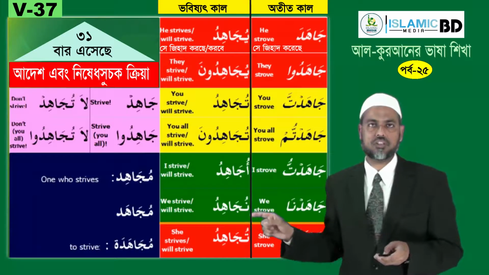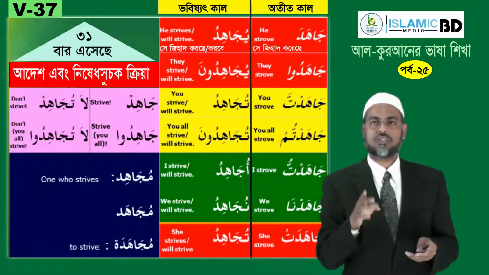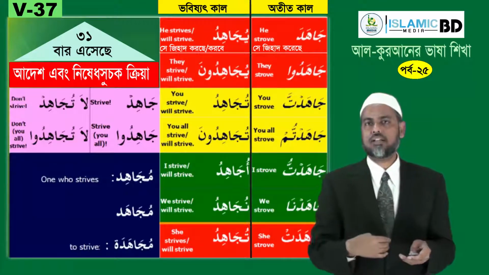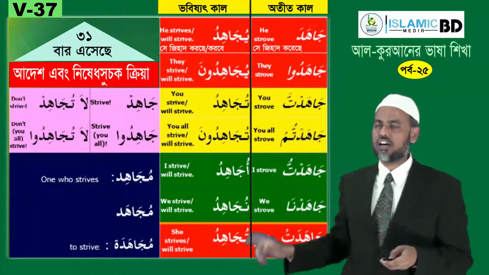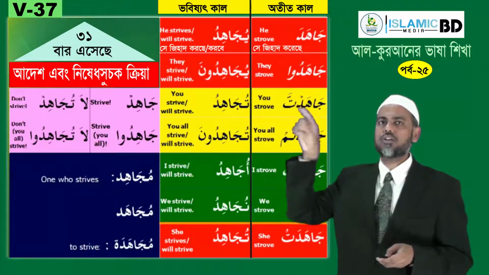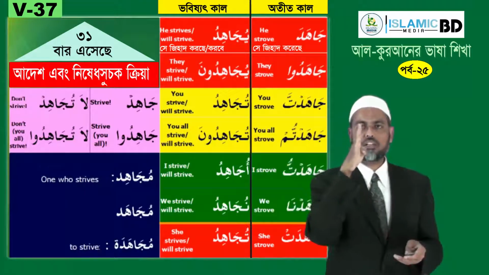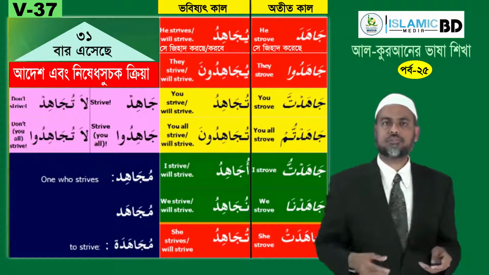Translate: jahada, he strove. Jahadu, they strove. Jahadta, you strove. Jahadtum, you all strove. Jahadtu, I strove. Jahadna, we strove. Yujahidu, he strives. Jahada yujahidu. Okay, yujahiduna, they strive. Tujahidu, you strive. Tujahiduna, you all strive. Ujahidu, I strive. Nujahidu, we strive.